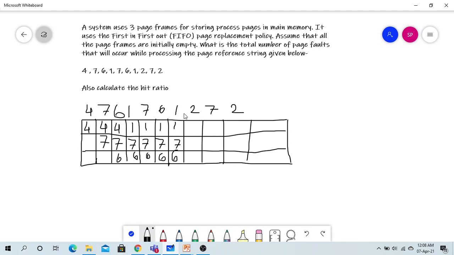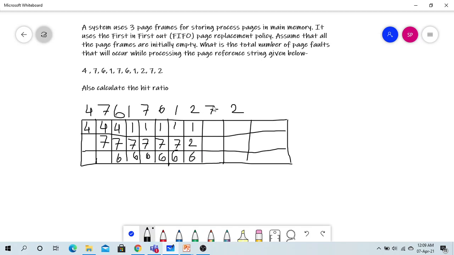Next page is the page number 2. Now this page number 2 is not there in the previous pages. This page number 2 needs to be put in these frames, and the page which was first taken as an input will be replaced. So 1 here as it is. Page number 7 will be replaced by page number 2, as page number 7 was the first input, so it will go first out, and 6 will remain as it is.